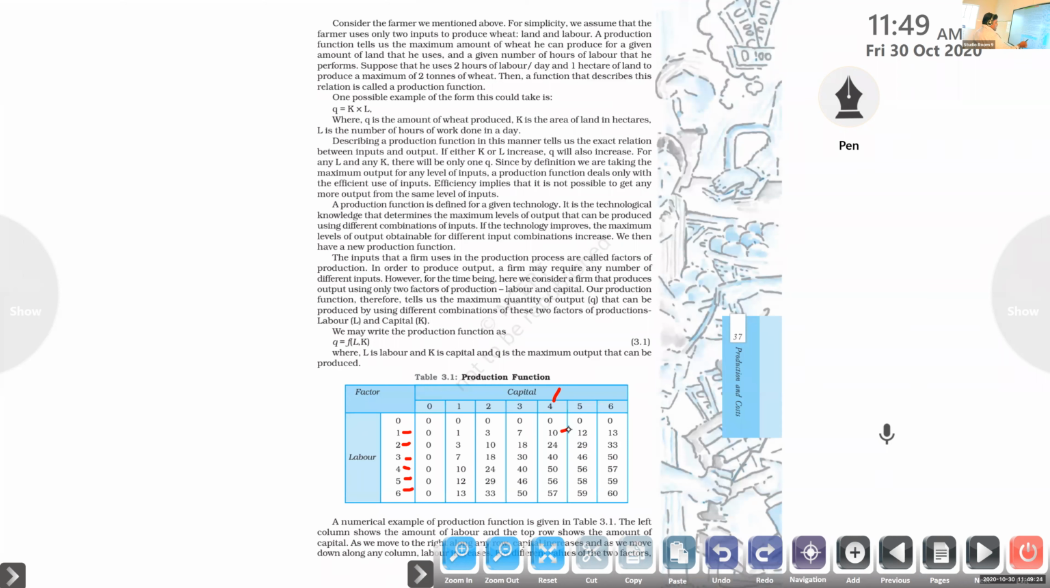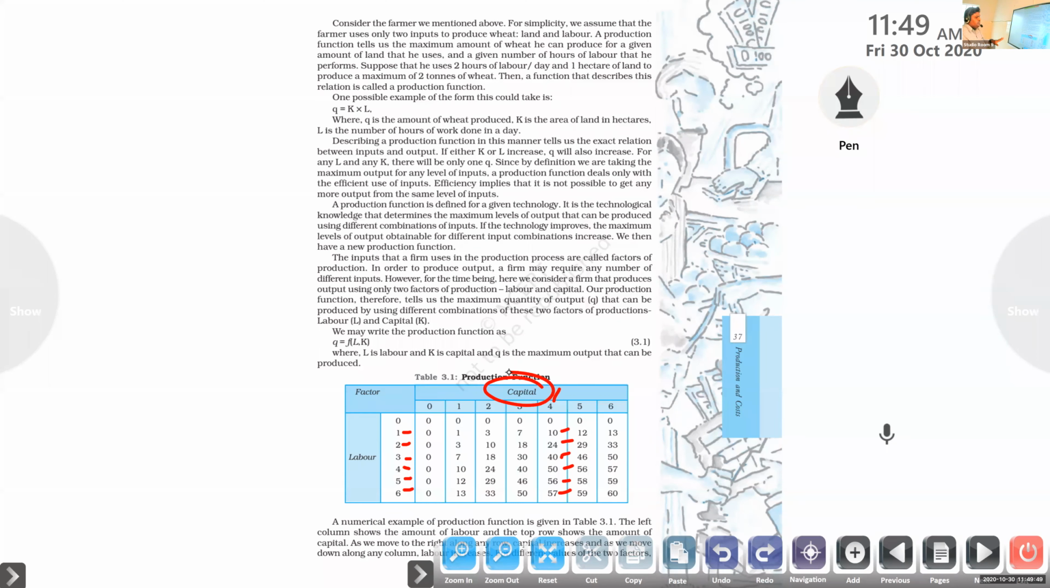4 capital, 1 labor, production is 10. 4 capital, 2 labor, production is 24. 4 capital, 3 labor, production is 40. 4 capital, 4 labor, production is 50. 4 capital, 5 labor, production is 56. 4 capital, 6 labor, the production is 57. Okay, so here capital is constant.